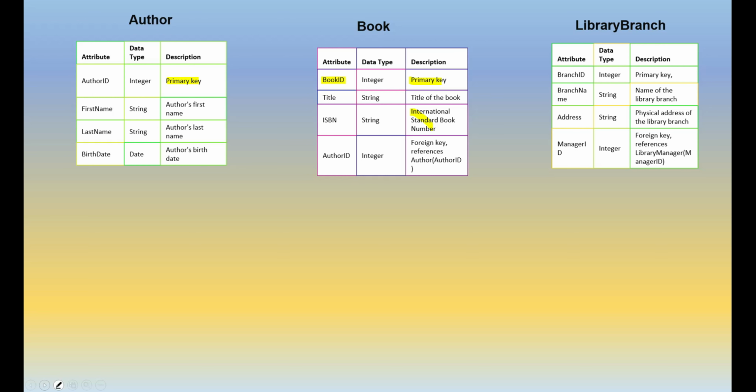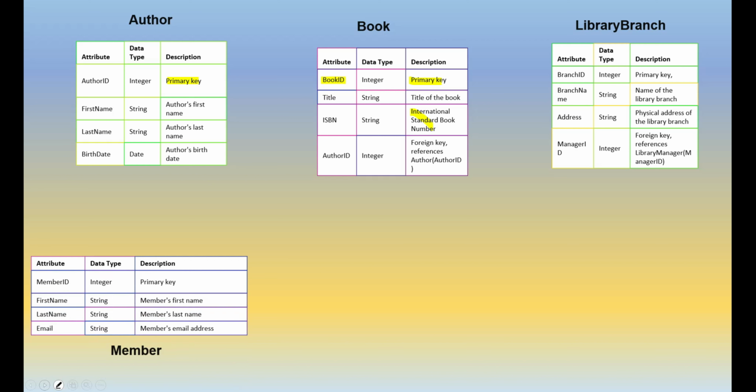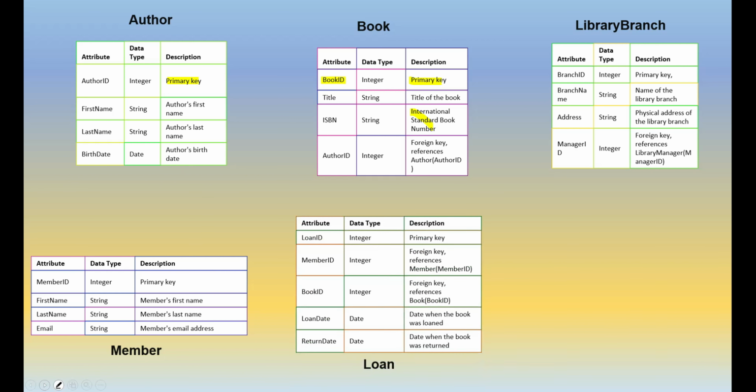Okay. And then you have member. Member is nothing but whoever wants to purchase or whoever wants to lend the book, right? So member ID, first name, last name, email ID. And then you have a loan ID. Loan means you want to borrow that book, right? So what is that: borrow ID, member ID, book ID, loan ID, return ID, whatever.